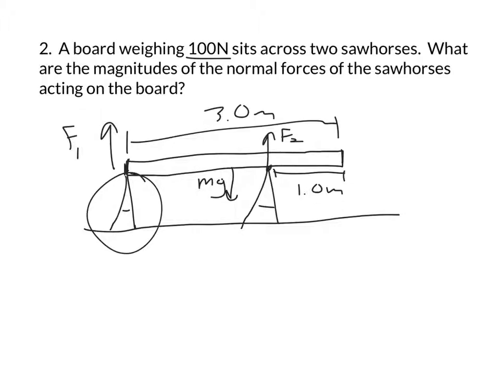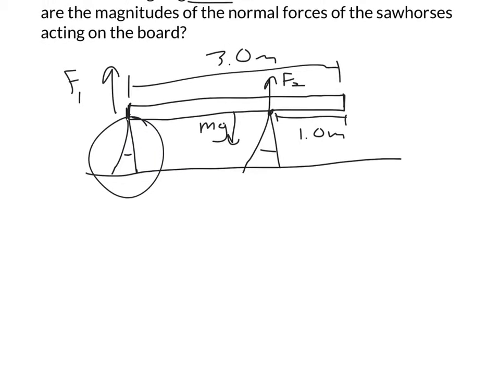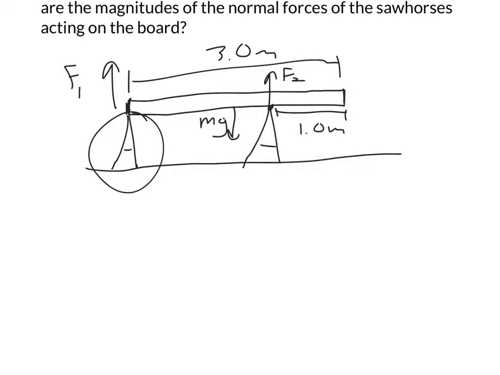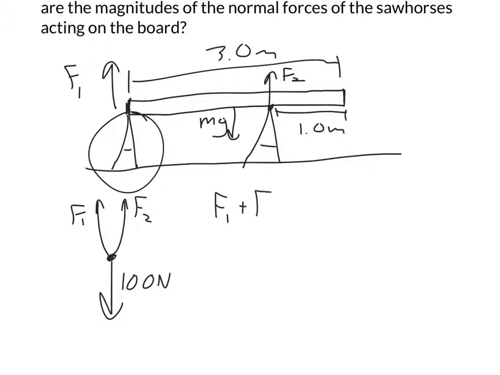So, like any static equilibrium problem, if this board is resting, then it is not accelerating. And so I can do a free body diagram, because I can do a sigma F equals 0 if I have an F1 up, and then an F2 up, and then downward is the weight of the board, which they told me is 100 newtons. And all that should add up to be equal. So I should say F1 plus F2 has to equal 100 newtons.